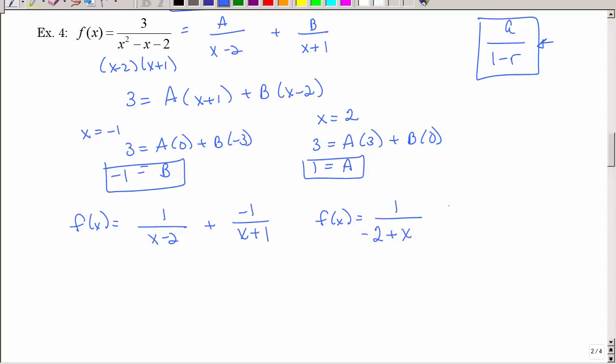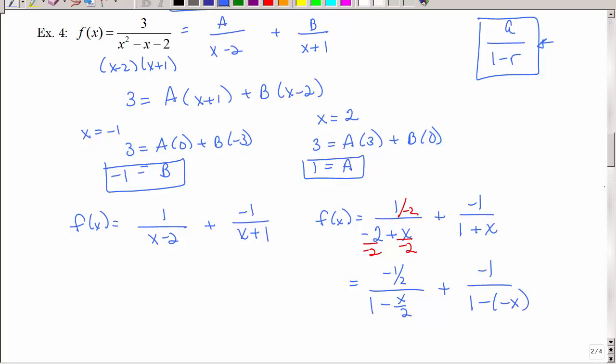Then, let's see, I could write this as negative 1 over 1 plus x. So this right here needs to be positive 1. So I need to divide everything by negative 2. And that's already positive 1. Just need to change that to a minus sign. So let's see, I have negative 1/2 over positive 1 minus x over 2. And then negative 1 over 1 minus negative x.